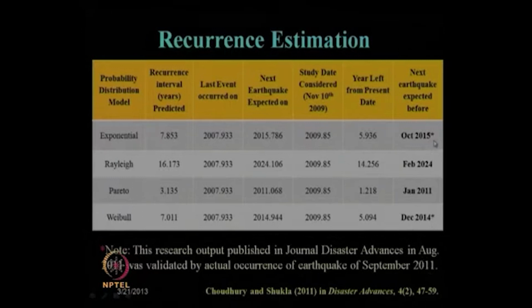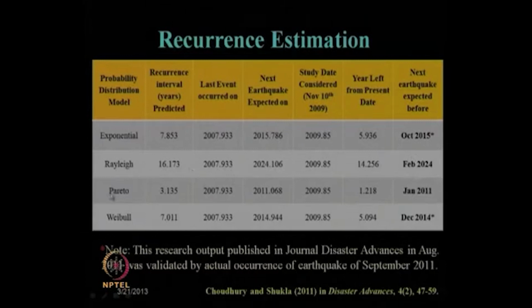So, that again proves the actual validity of the exponential and Weibull models, which are better models, whereas the Pareto model is very unrealistic, or I should say it is overestimating. That is, it is predicting that it will occur very soon, but it has not happened, whereas a Rayleigh model is towards an unsafe side, because it is predicting that it will occur far later.